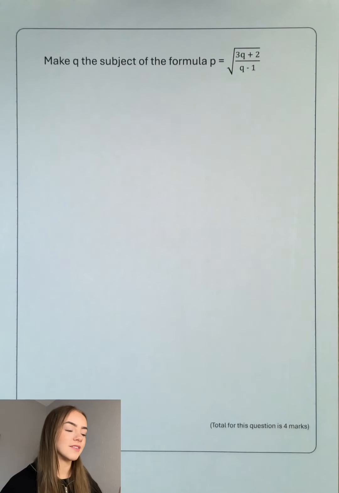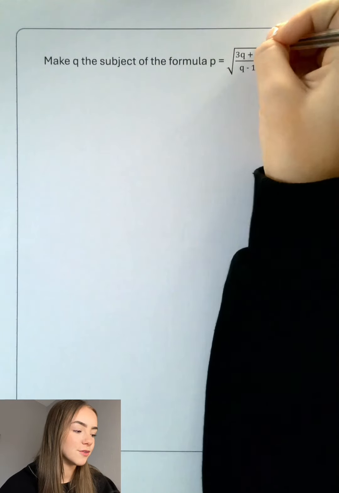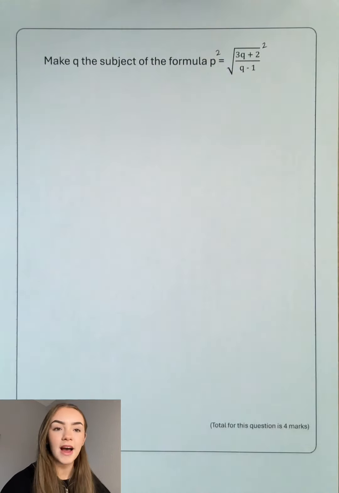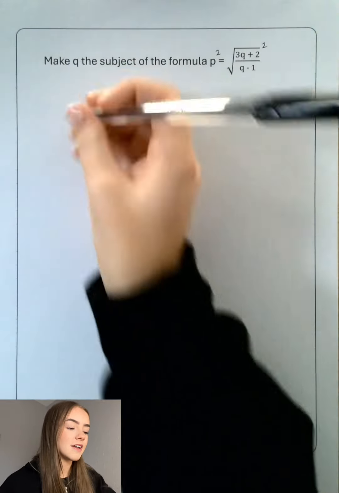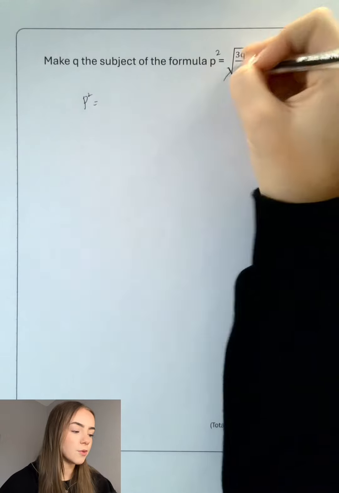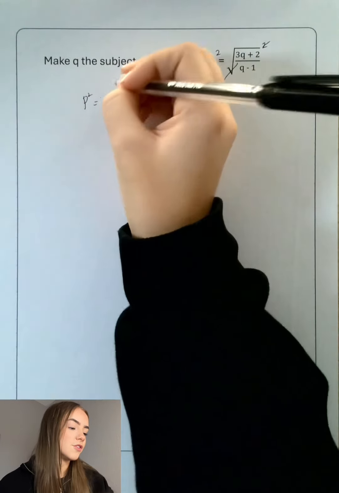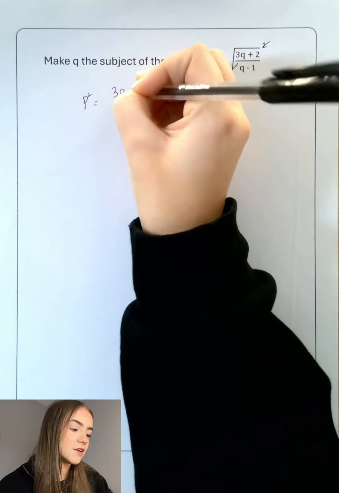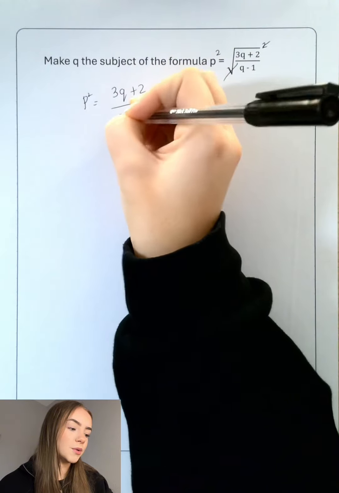First step for this one, since everything on the right hand side is square rooted, let's do the opposite, which is to square. And whatever we do to one side, we have to do to the other. On the left hand side, we now have P squared, and this will be equal to, the square root and the square will cancel out, just leaving us with the fraction (3Q plus 2) over (Q minus 1).